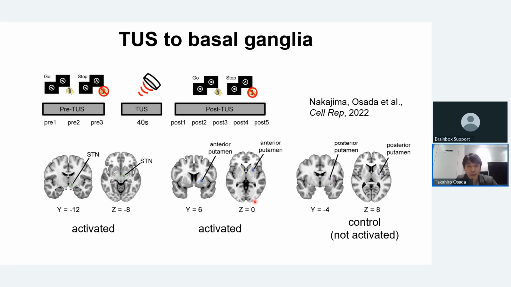Next, the activated sites in the basal ganglia, the STN and the anterior putamen, were targeted by TUS. The experimental schedule was similar to that in the MEP experiment. 40-second TUS was applied to the target, and task performance was examined before and after TUS. We targeted the STN and anterior putamen in the right hemisphere. These were activated in fMRI. As a control, the posterior part of the putamen was also targeted. This site had no activation during the task.